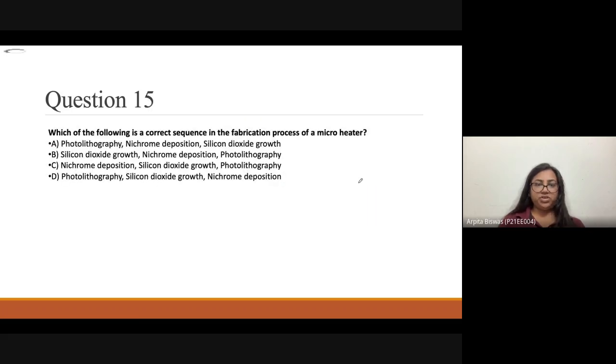So next we move toward question number 50. Which of the following is the correct sequence in the fabrication process of a microheater? The first option is photolithography, second is nichrome deposition, third is silicon dioxide growth. The second option is silicon dioxide growth, then nichrome deposition, then photolithography. The third option is nichrome deposition, silicon dioxide growth, and photolithography. And the fourth option is photolithography, silicon dioxide growth, and nichrome deposition. So please go through the question carefully and try to solve it.